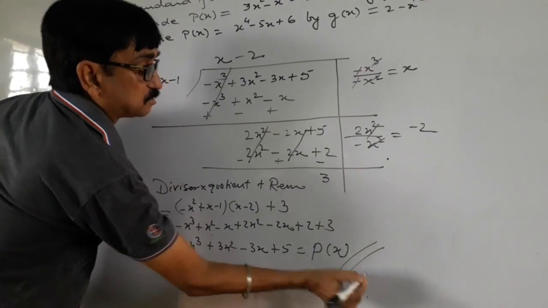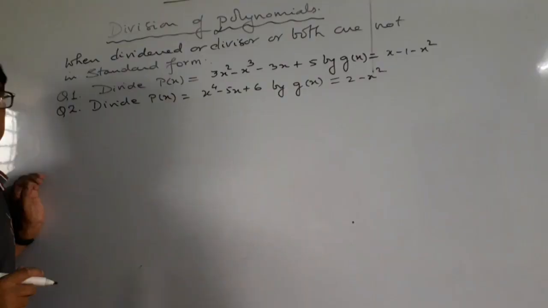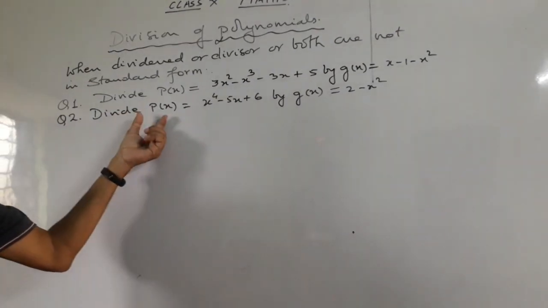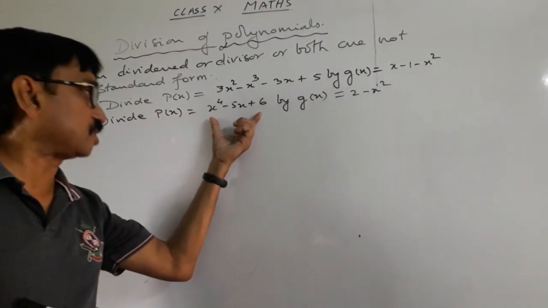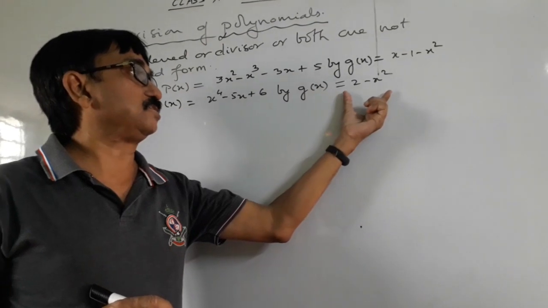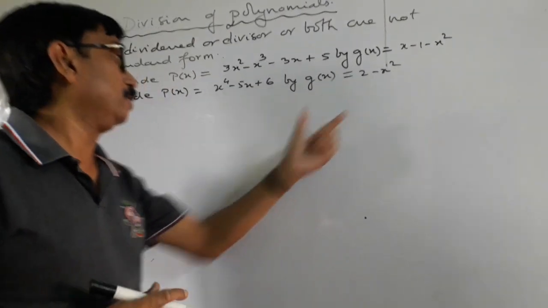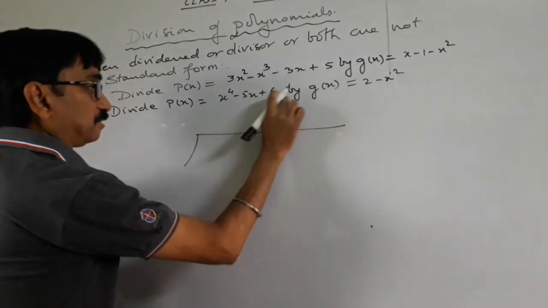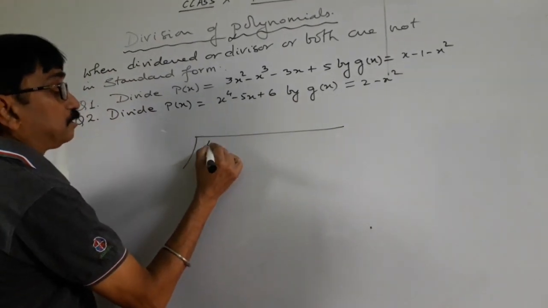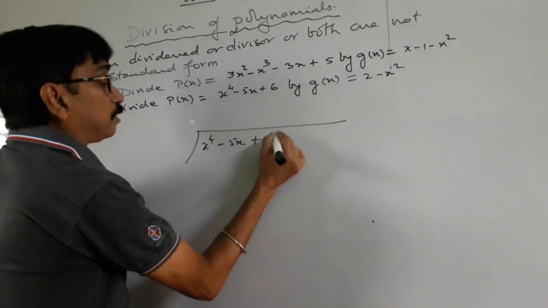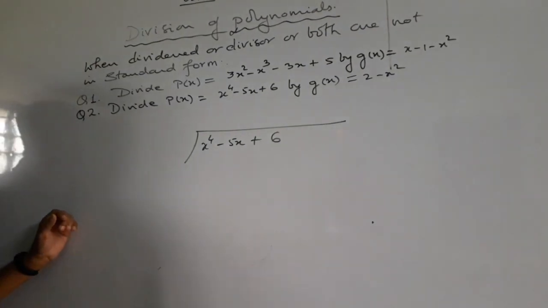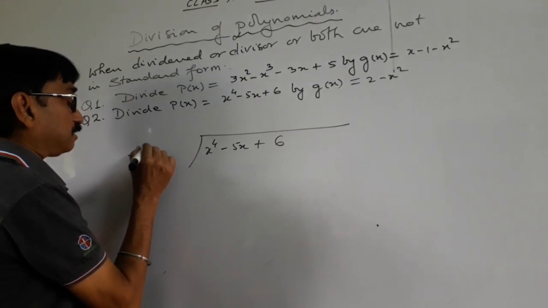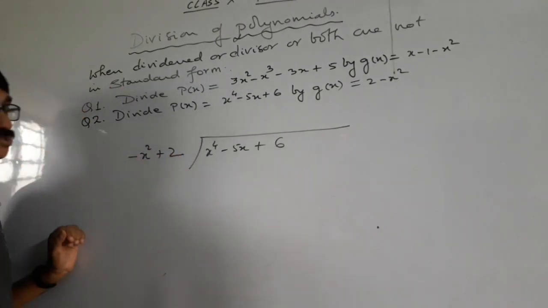So this one is done. Now let's move to the next question, in which the dividend is already in the standard form but the divisor is not in the standard form. So what we have to do is write the dividend as it is: x to the power 4 minus 5x plus 6. But the divisor is not in the standard form, so first it will become minus x square plus 2.